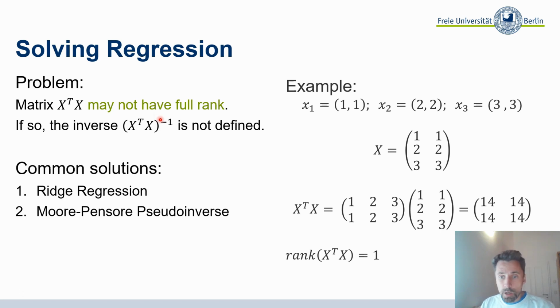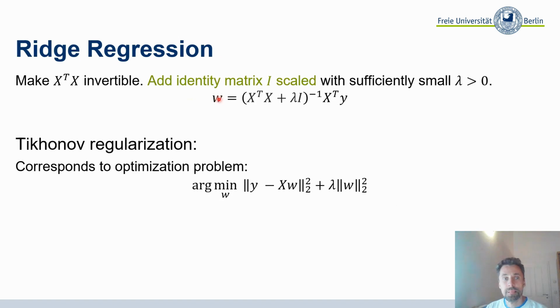There are two common solutions, and we'll look at them in the next couple of slides. One is ridge regression, and one is the famous pseudoinverse. So in ridge regression, we do a little trick. We add lambda times I, so these are small lambdas on the diagonal, to the matrix x transpose x, and then we can invert it.